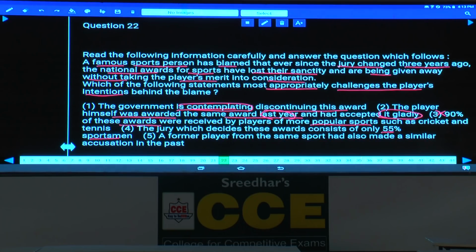Then the fifth one: a former player from the same sport had also made a similar accusation in the past. In the past means he has made it. That means it is supporting his claim, but not challenging his claim. Then what is your answer here? Finally, choice 2. And this is about 22.